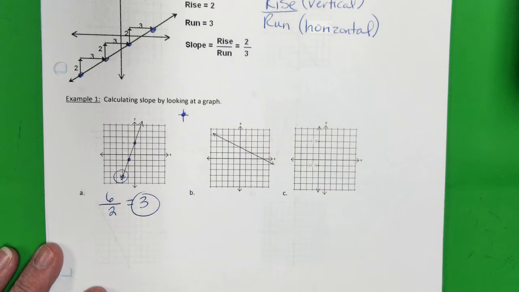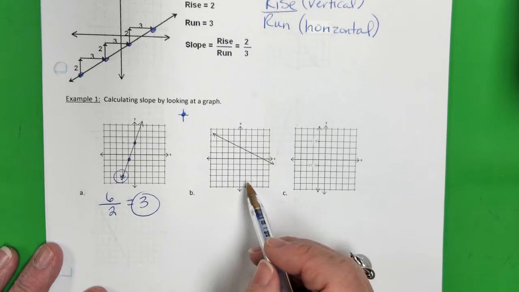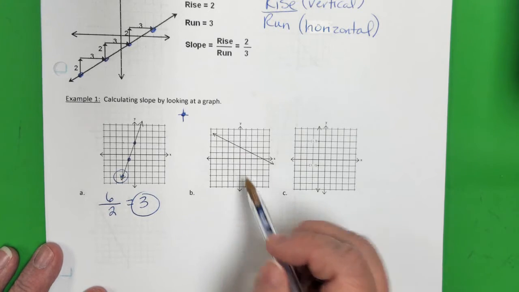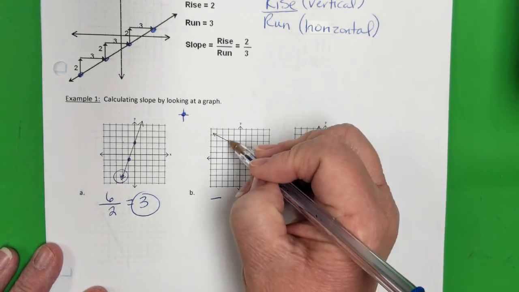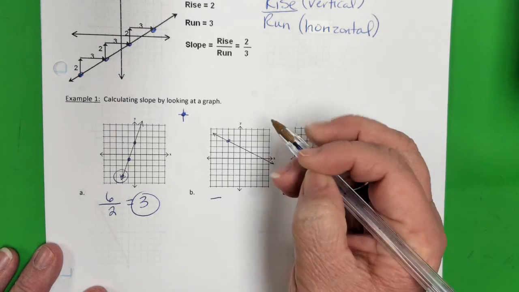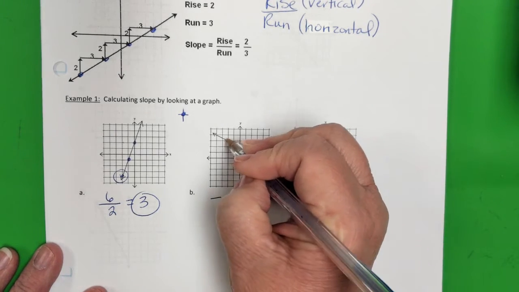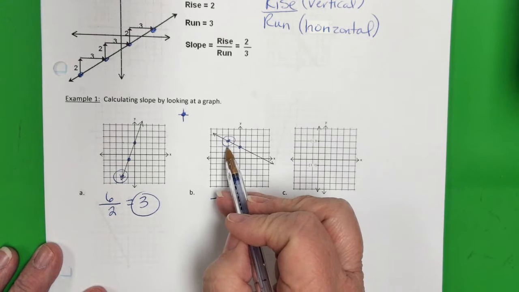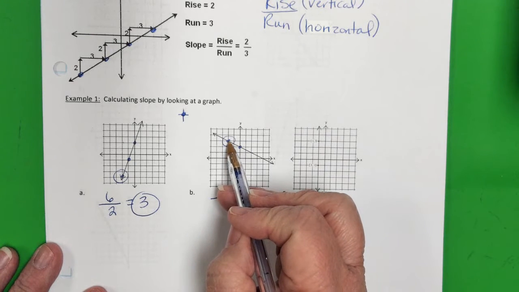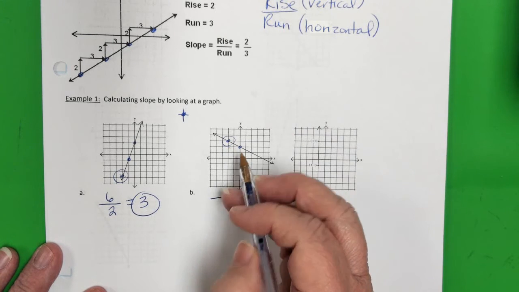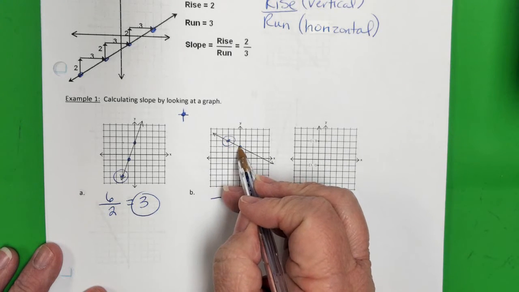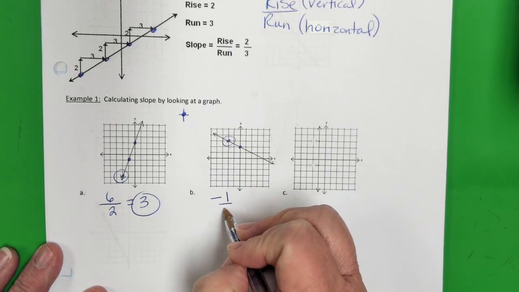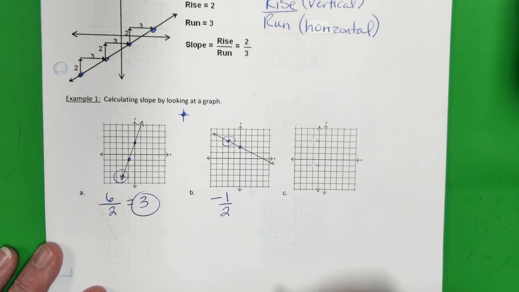All right, next. This, just by looking at it, is a negative slope, so our answer is going to be negative something. Trying to find 2 points. Here's one, and here's one. We always start with the point that's most to the left. Now we're going down, so that's going to be -1, down 1 over 2. So -1 over 2. Well, that can't be simplified any more than it is.